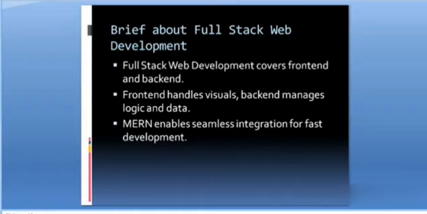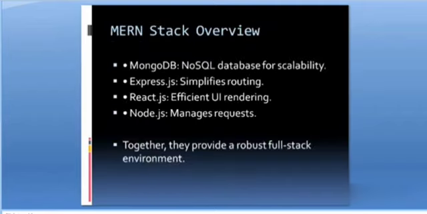Front-end development commonly uses technologies such as HTML, CSS, JavaScript, and React.js to create attractive and responsive interfaces. Backend development usually uses Node.js, Express.js, and a database like MongoDB to handle requests and store the data. Full-stack development provides an understanding of how every part of the website works together to create a smooth user experience. And coming to the next slide, which is the MERN Stack overview.